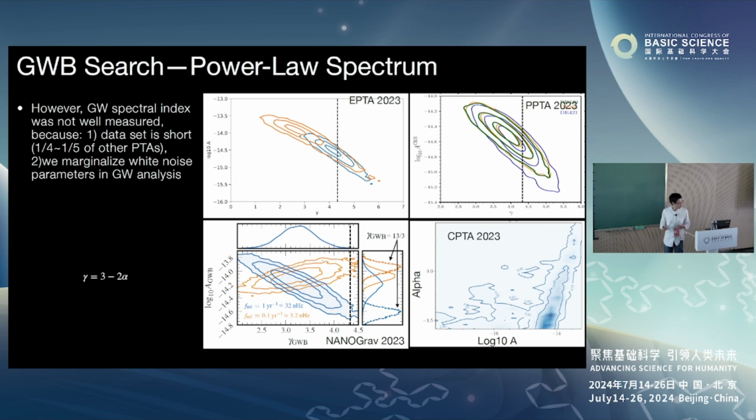The first reason is that our data is quite short compared with other PTAs, only 1/4 or 1/5 of other PTAs. And the second reason is that we didn't marginalize the white noise in the gravitational wave analysis like other PTAs. So there are more parameters in the Bayesian analysis, and our constraints on the spectrum are quite loose compared with other PTAs. However, these are basically consistent.